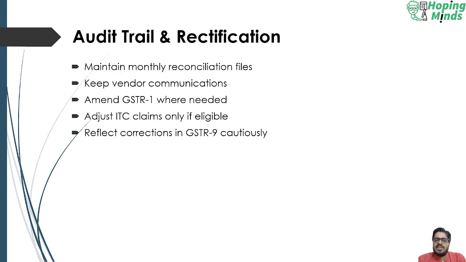Then vendor communication: any follow-up emails or documentation with the supplier regarding mismatches in invoices, GSTIN errors or incorrect tax amount must be properly recorded. This can be critical during the reconciliation, especially for input tax credit mismatches.